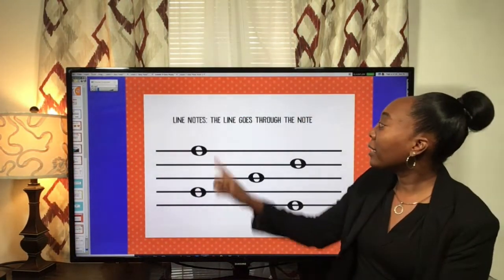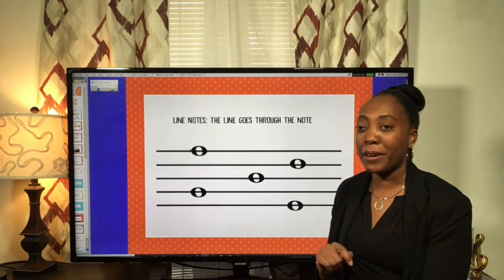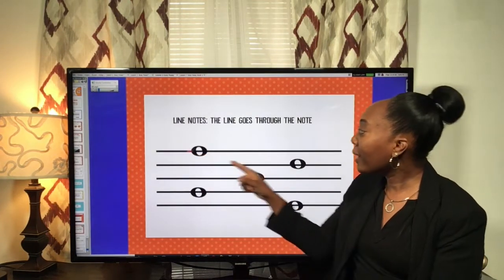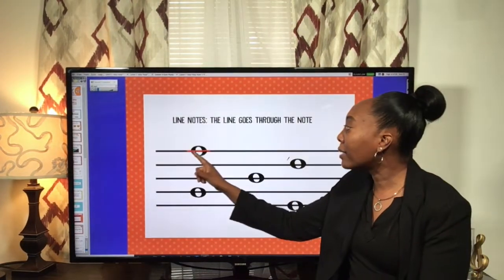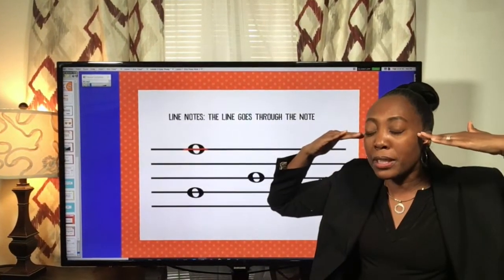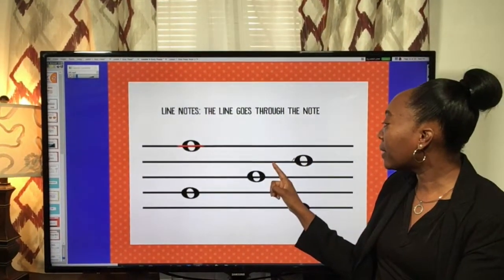Alrighty, so line notes. The line goes through the note. All right, and we were able to physically pretend we were a line note. Here is a note. The line is going through it, and we have a red line to really show you that the line has to go through the note for it to be what? A line note.